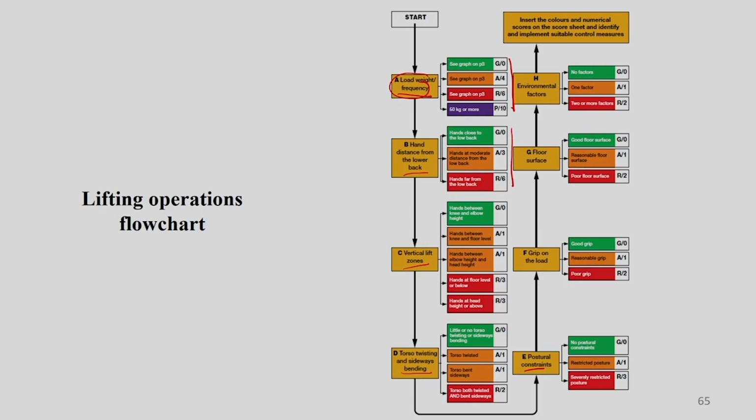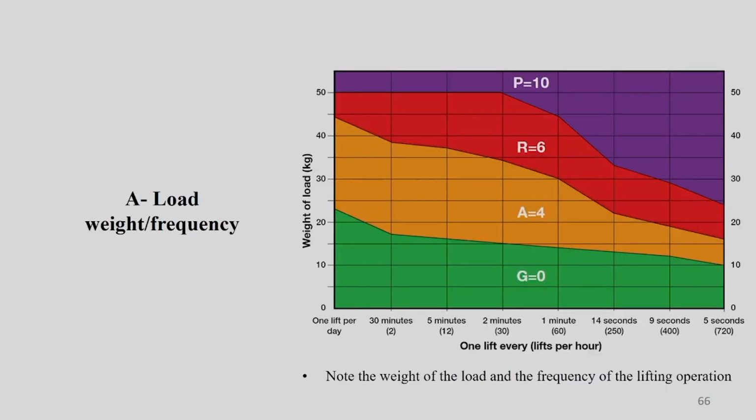Mostly it is up to the red zone. Only for load handled, or load weight and frequency, you have the purple color. Now let us go into detail for each sector. So this is for A, that is the load weight and frequency. You can see this is green zone, amber zone, green zone, amber zone, red zone and purple zone.